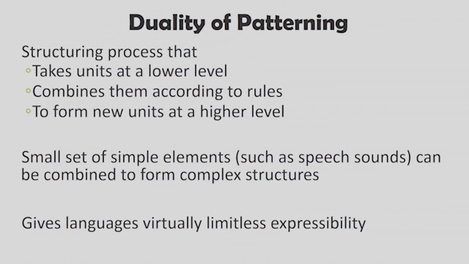Human language is conveyed in three different modes. One is the vocal mode, which is the spoken language. As I said, human languages can be conveyed in three forms. One is the vocal mode, which is the spoken language that we have. The manual mode, which is the sign language that we have.